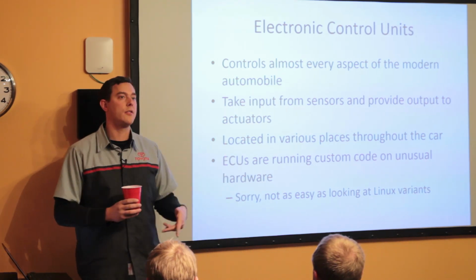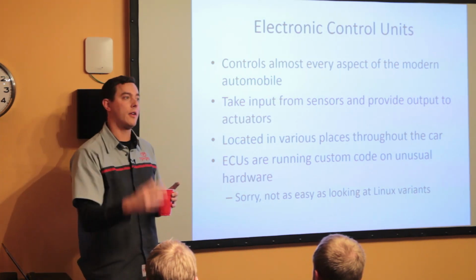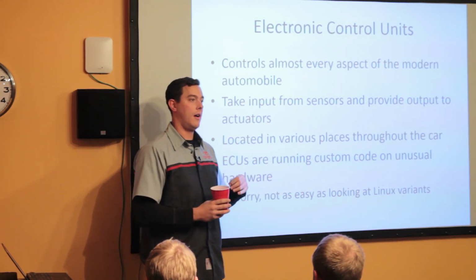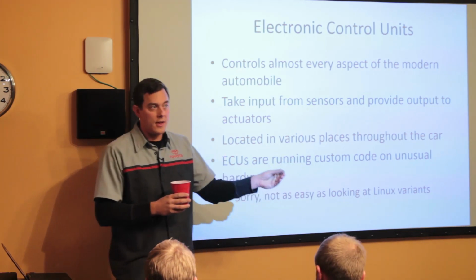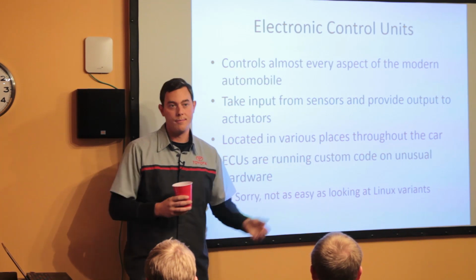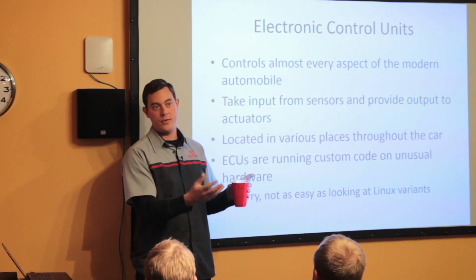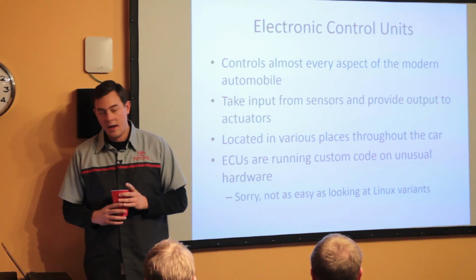They're located in various places. In the Prius, it was beneath the glove box. Generally speaking, the engine control module was close to the engine. The braking module was physically close to the master brake cylinder. So it seems like the very, very crucial ones are actually physically located close to where they should be, right?